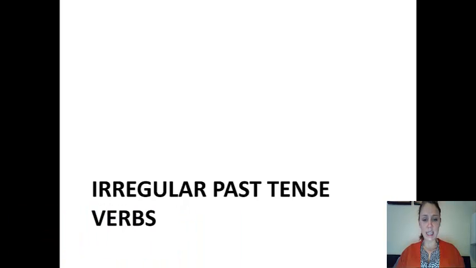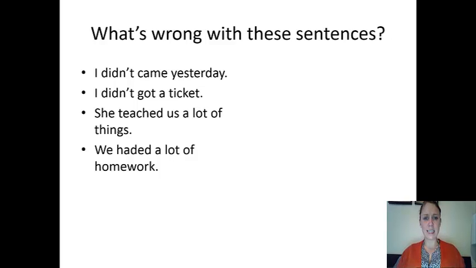Okay, now let's get a little crazy and talk about irregular past tense verbs. This is why the past tense is so difficult sometimes, because not all verbs can you put an ed on the end of and they make sense. And English is super confusing because there are a lot of irregular past tense verbs. So let's take a look at some of them. First of all, let's look at these sentences.